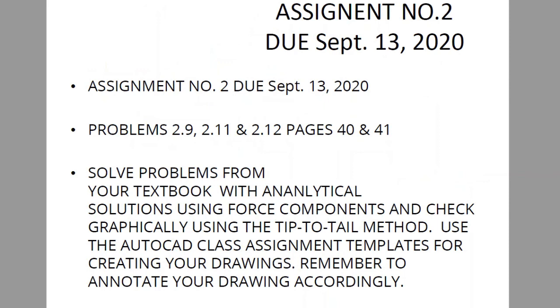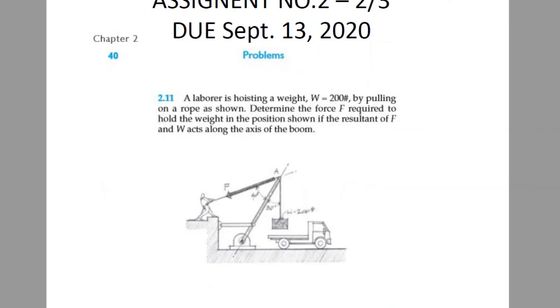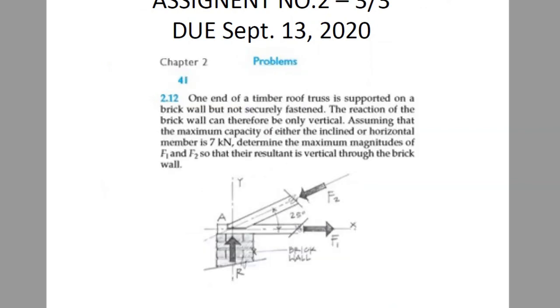Assignment number 2 will include problems 2.9, 2.11, and 2.12 found on pages 40 and 41. Solve the problems from your textbook with analytical solutions using the force components and check graphically using the tip-to-tail method. Use the AutoCAD class assignment templates for creating your drawings, and remember to annotate your drawings accordingly. The assignment number 2 consists of questions 2.9, 2.11, and 2.12.